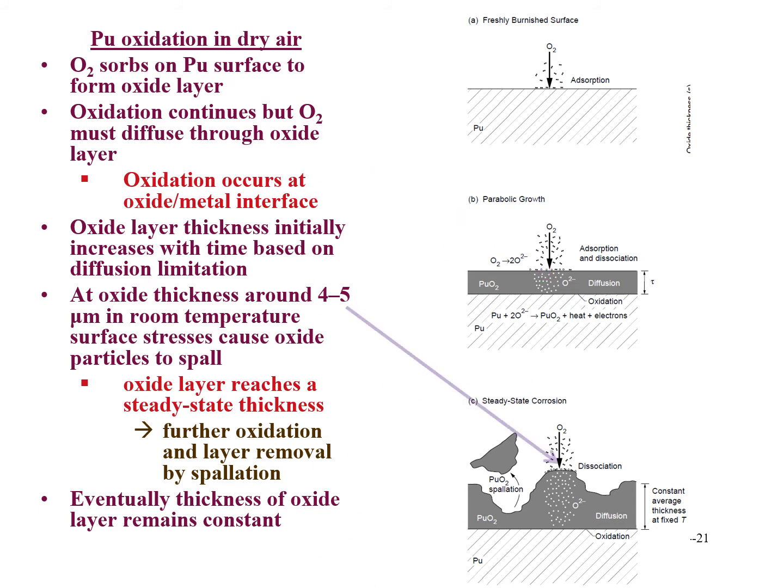When it gets to around 4 to 5 microns in room temperature, there's surface stresses that occur, and the oxide layer starts to fall apart. So once that occurs, this area now has a shorter path length. This can lead to further oxidation. Over time, the oxide thickness becomes constant due to this behavior.